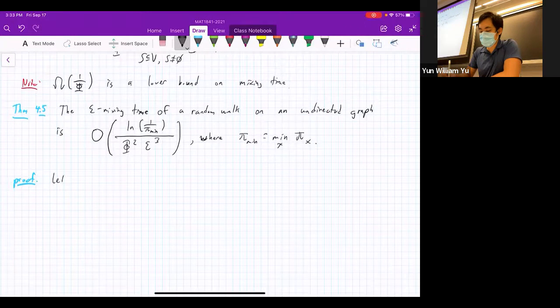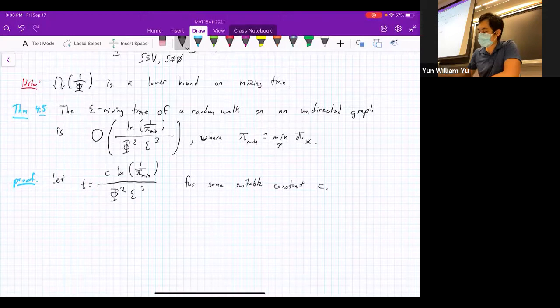So first, we're going to let t be equal to some appropriate constant c times log of 1 over pi min divided by phi squared epsilon cubed, for some suitable constant c. So basically, we want to show that for some constant c, after t steps, from any starting probability distribution, you're going to be epsilon close to the stationary distribution.